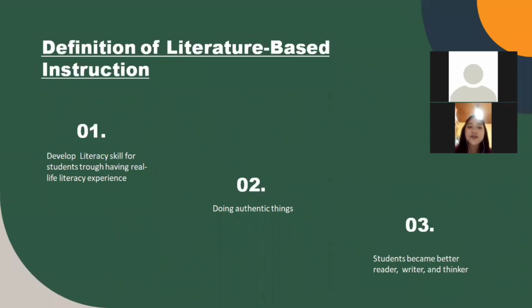Let's move to the definition of literature-based instruction. There are 3 points we're going to discuss today. The first one is that it can develop literacy skills for students through having real life literacy experience. As we know, before the teacher starts the material or the learning process in this approach, the students must read a literature or a book so that it can increase the reading skills or literacy skills for the students. And the second one is doing authentic things.